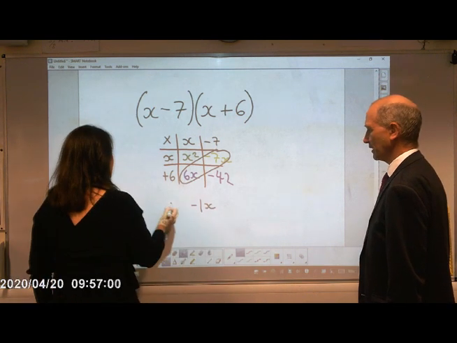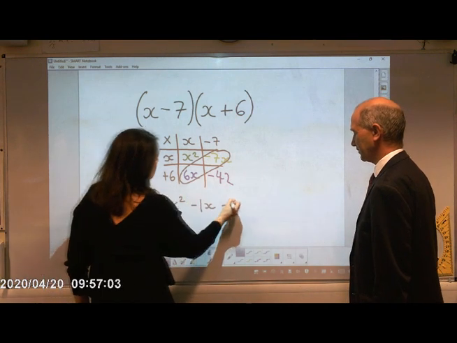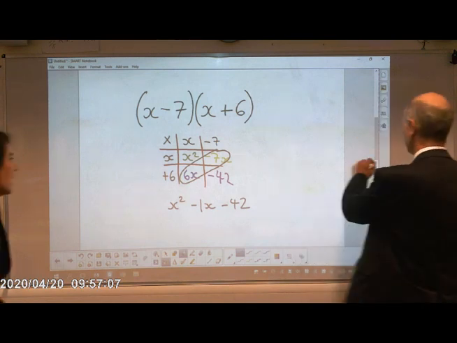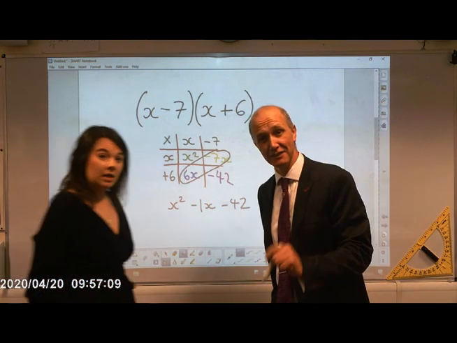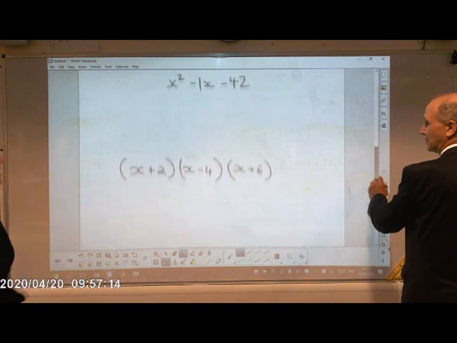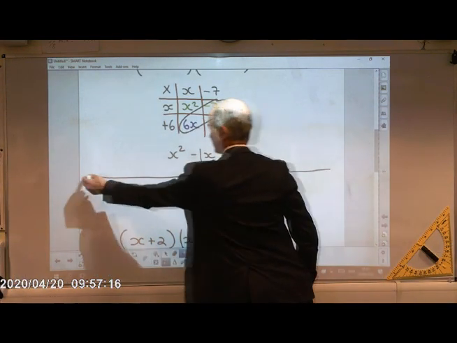X squared is going to be on its own, and minus 42. It's lovely. Beautiful. Okay. Happy with that? You can practice that. Well done. This is where foundation ends, and we move on to higher.